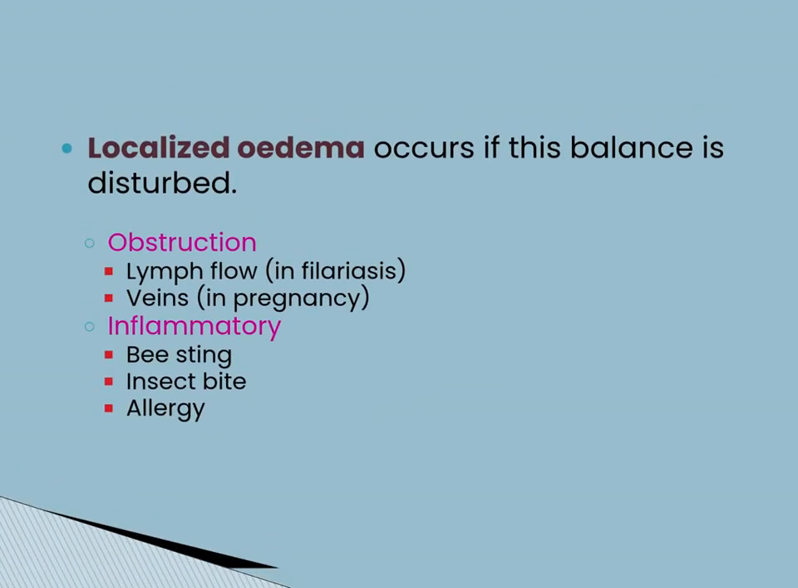Localized edema occurs if this balance is disturbed, as seen in the first picture. 1. Obstruction. Examples are obstruction of lymph flow in filariasis, veins in pregnancy. 2. Inflammatory causes such as bee sting, insect bite allergy.